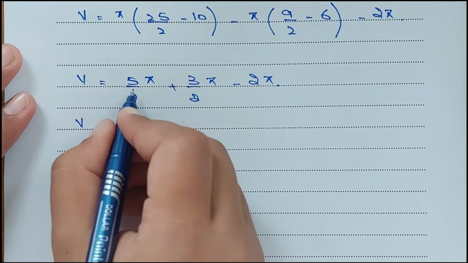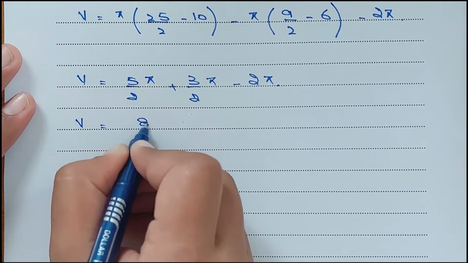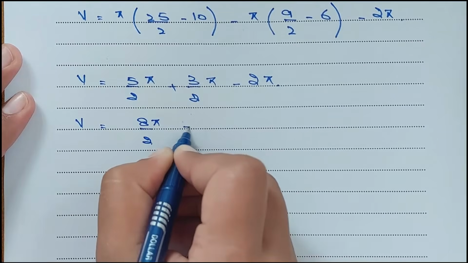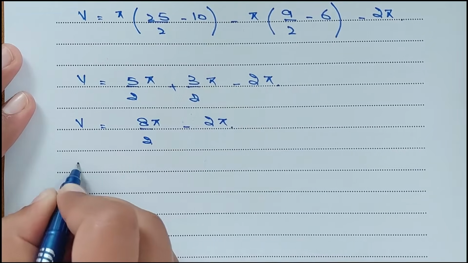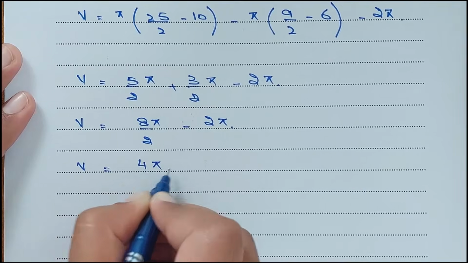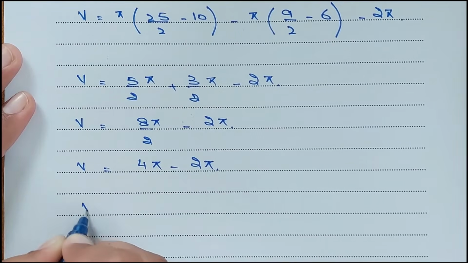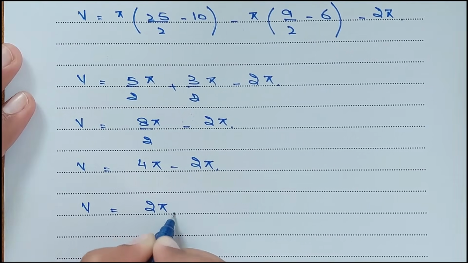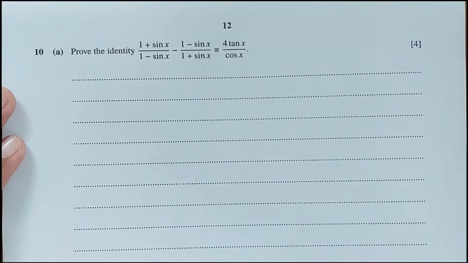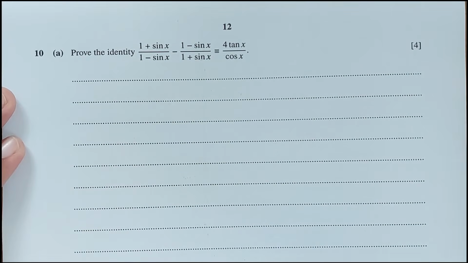So V would be equal to (5 plus 3, which is 8) pi over 2 minus 2 pi. So the volume is 4 pi minus 2 pi. So the volume obtained is 2 pi unit cube. Question number 10, part A, prove the identity.